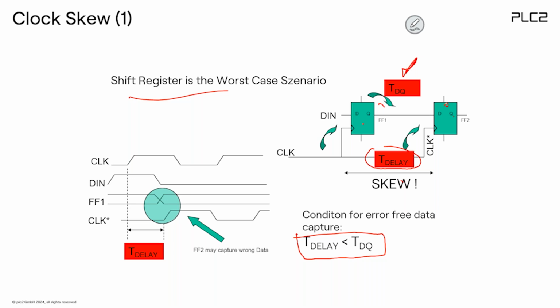As you see here, this is the input clock, this is the second clock, and this is the delay. If the delay is big enough, we will already capture the new data, not the old data. This means we're missing the shift transfer capability. So this is bad, and we need to avoid this.